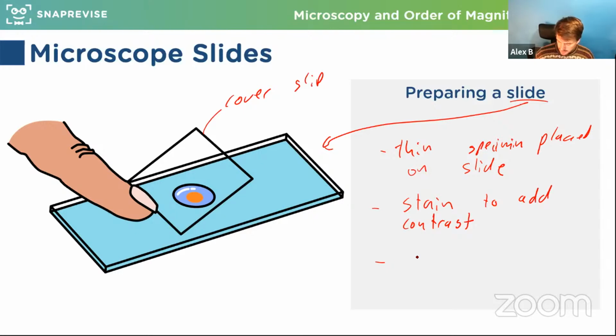Stain, add contrast, cover slip. Top with a cover slip. So this just helps to flatten out the specimen, making it thinner, and it protects the microscope objective lens. So it's not just dipping into the specimen, which could cause problems.